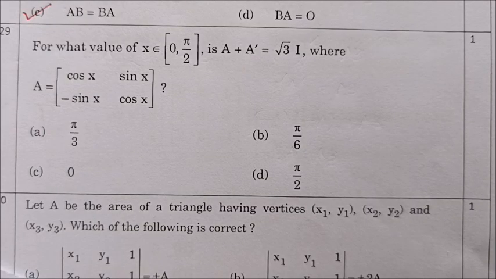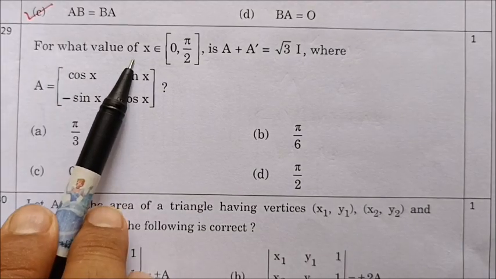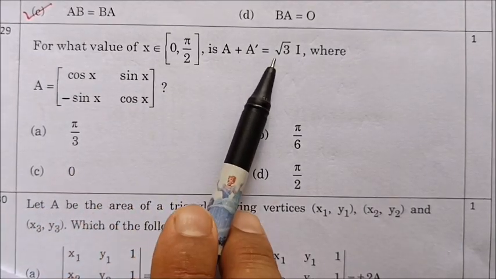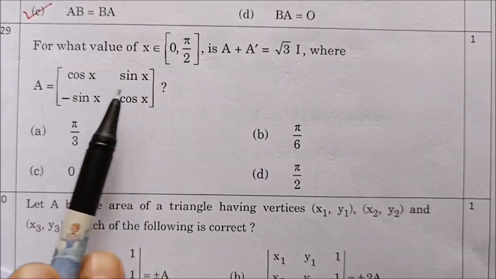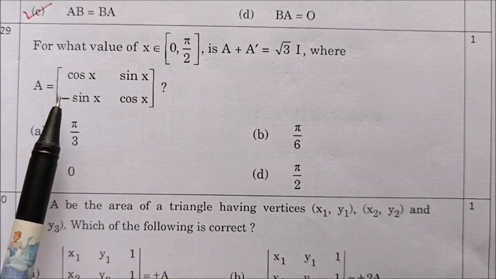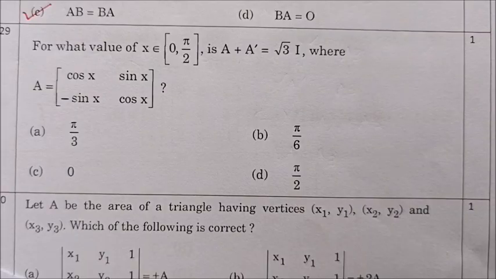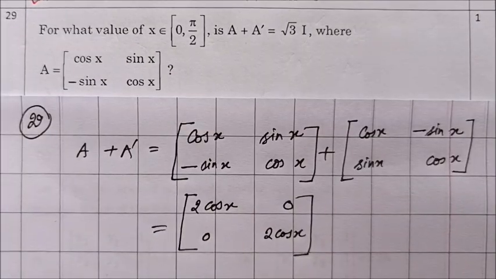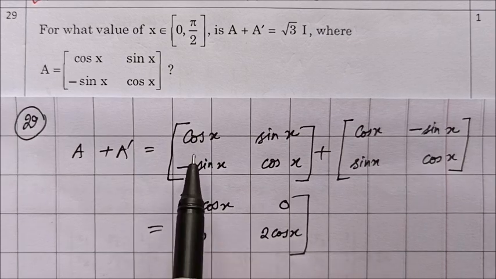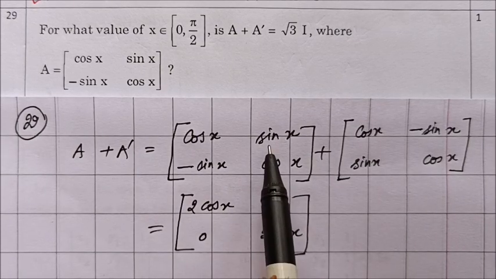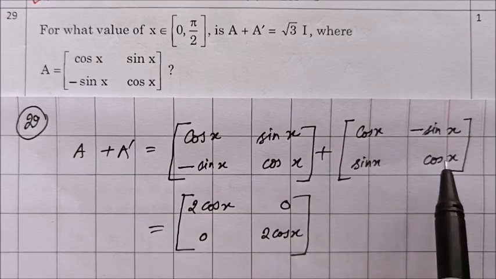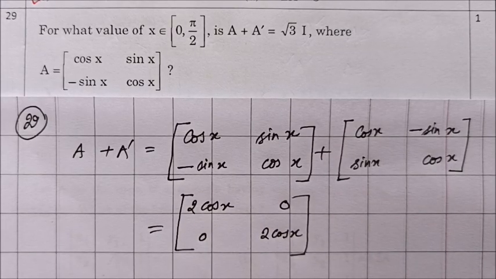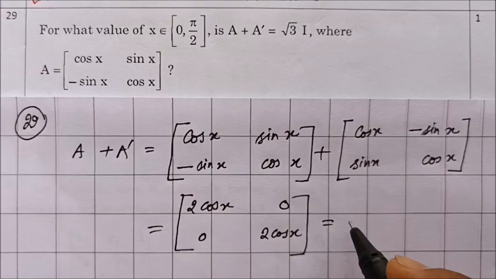In question number 29, for what value of x is A plus A transpose equal to root 3 I, where A is this quantity? That means we have to take the addition of A with its transpose, which will be equal to root 3 and I. When you add them, we get cos x plus cos x, 2 cos x; sin x minus sin x, 0; minus sin x plus sin x, 0; cos x plus cos x, 2 cos x, and it is given to us this is equal to root 3 I.